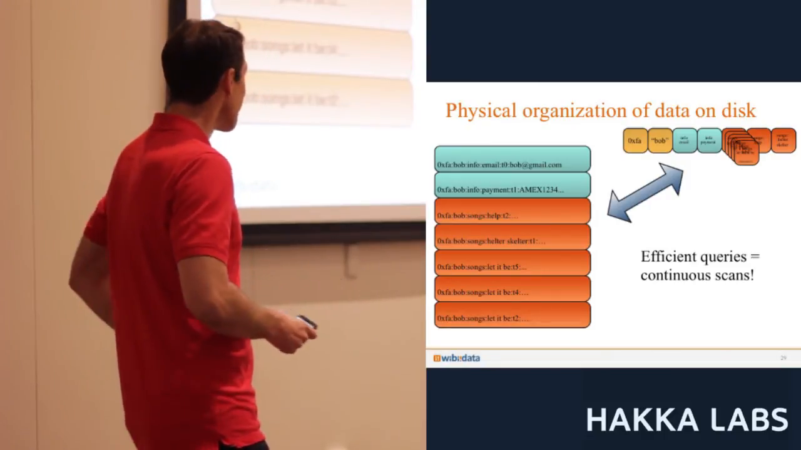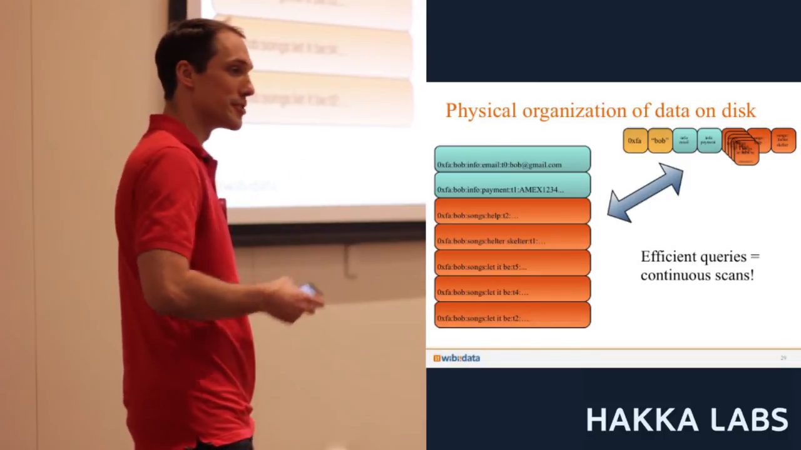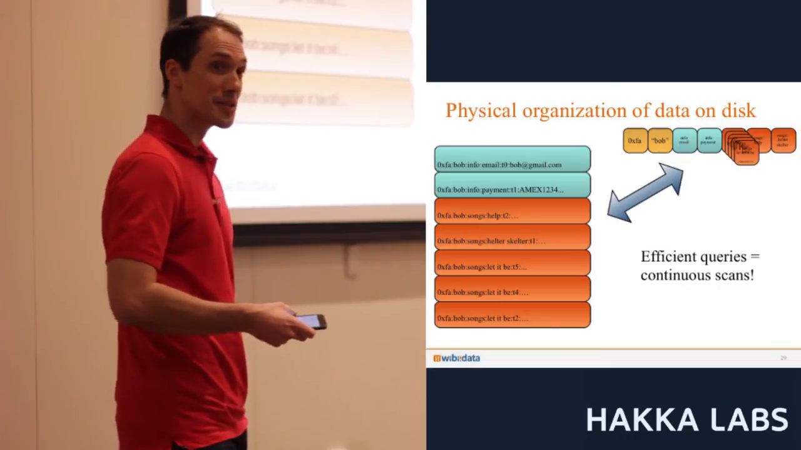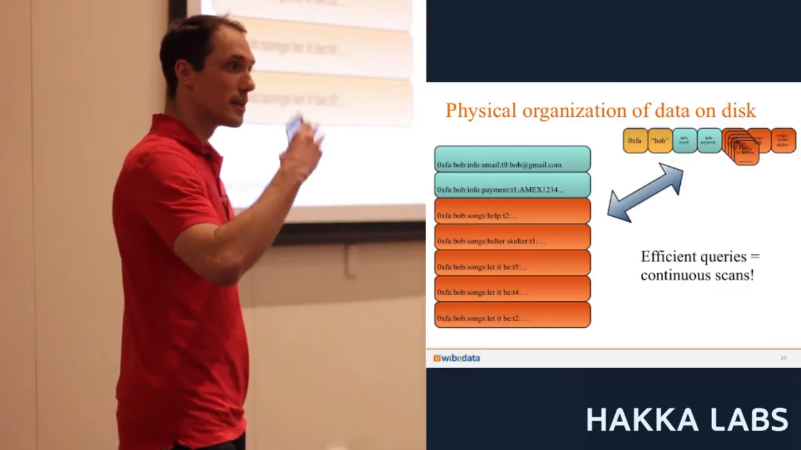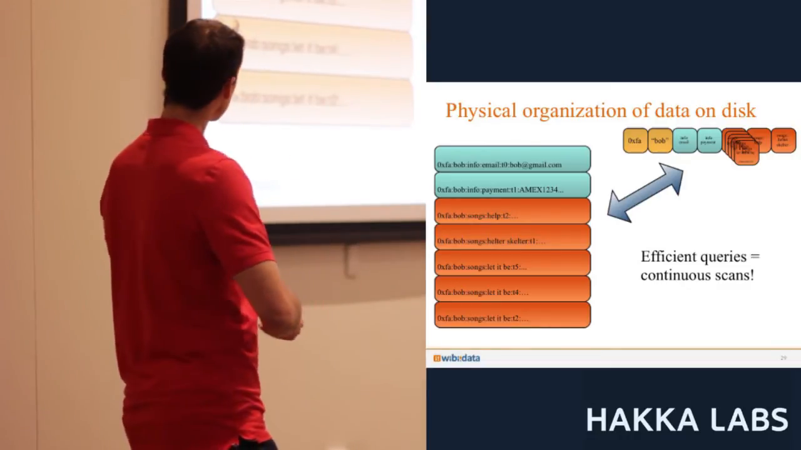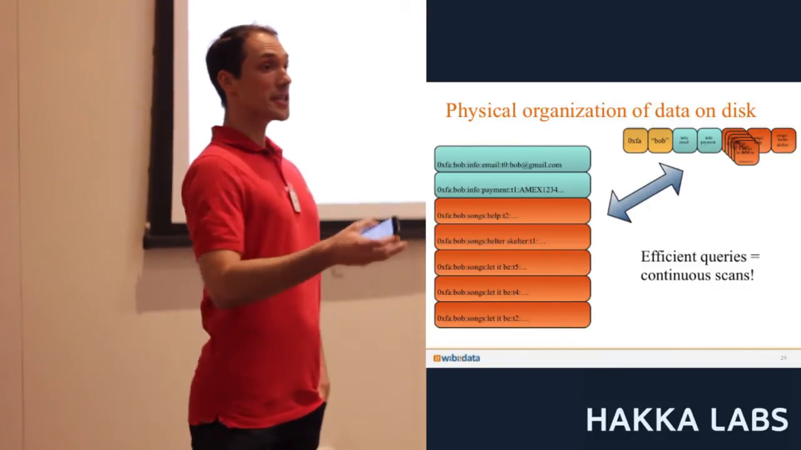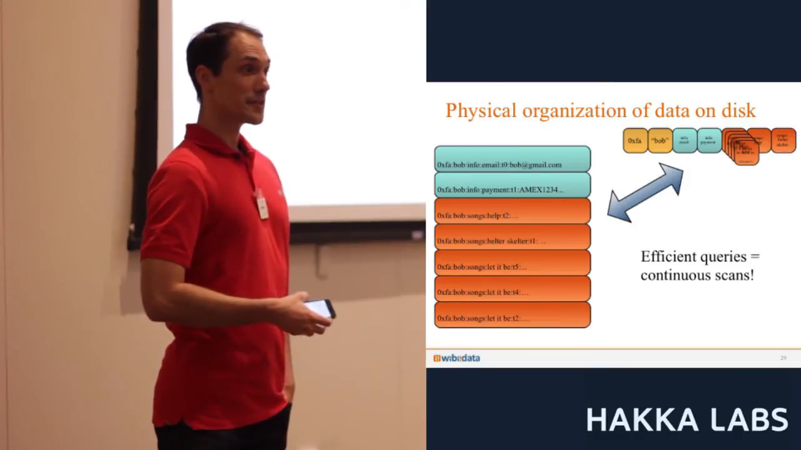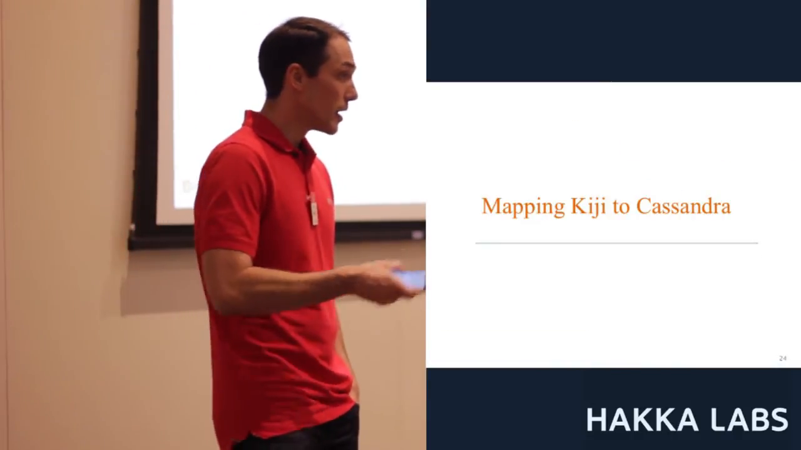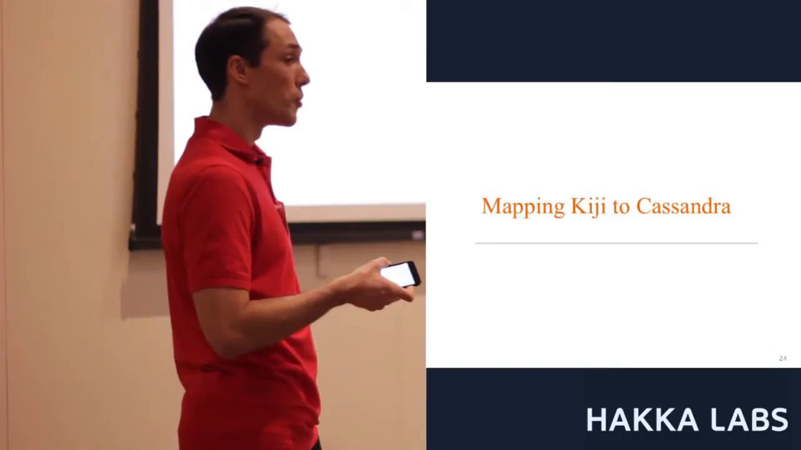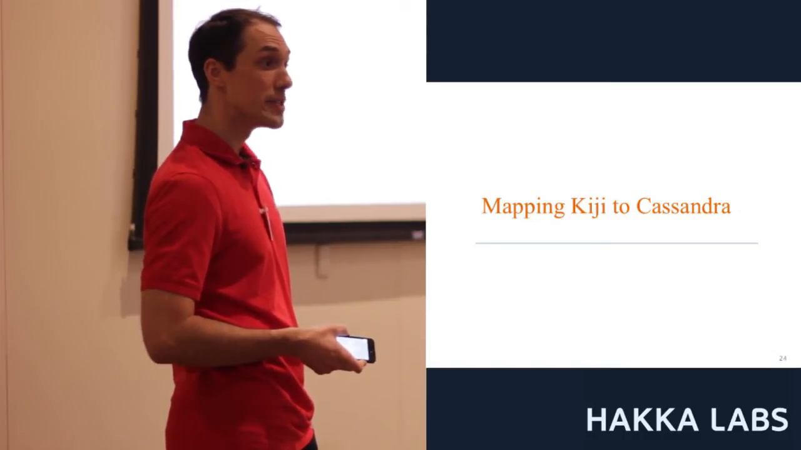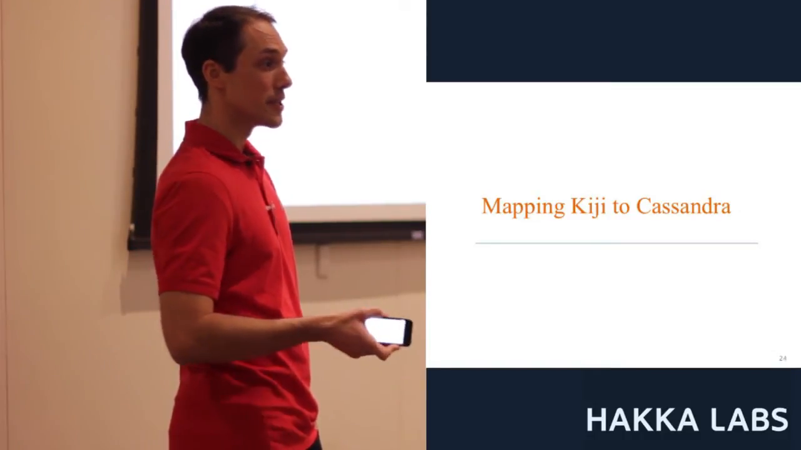Again, as Patrick said, if you want to have efficient queries, you want to make sure that you've designed this data model such that you're doing continuous scans and not jumping around everywhere. So let's look at how you now map a query in Kiji to a query in this Cassandra table. And one thing I should note here is that Kiji is a lot more permissive in the kind of queries that you can do than Cassandra is.